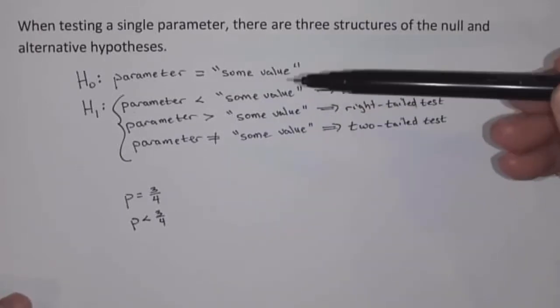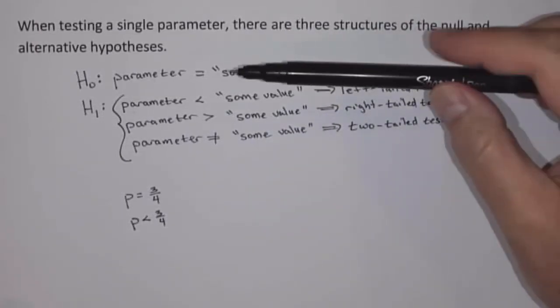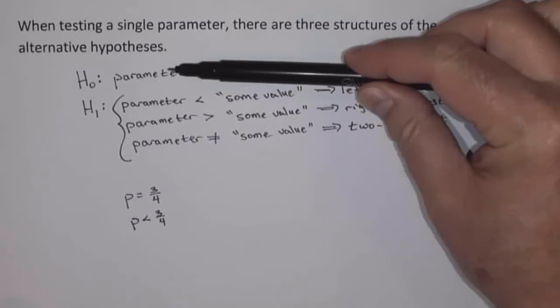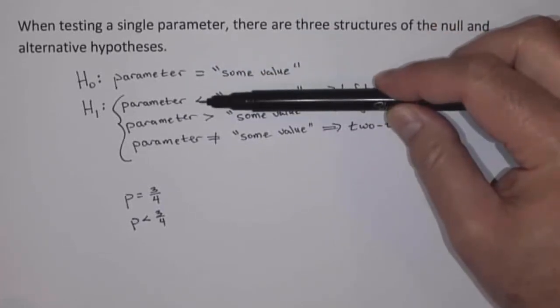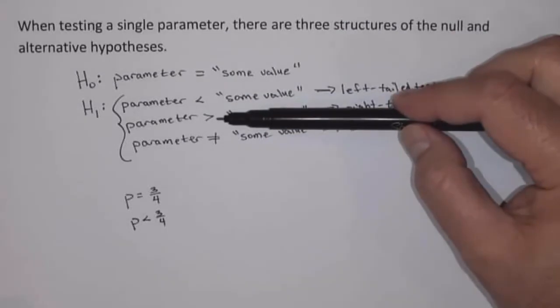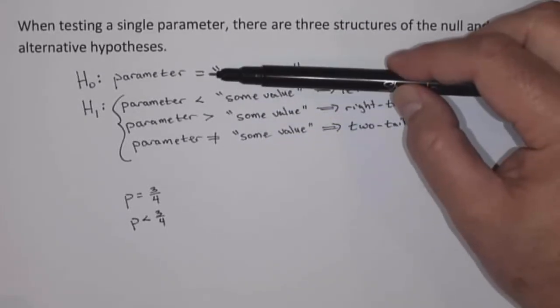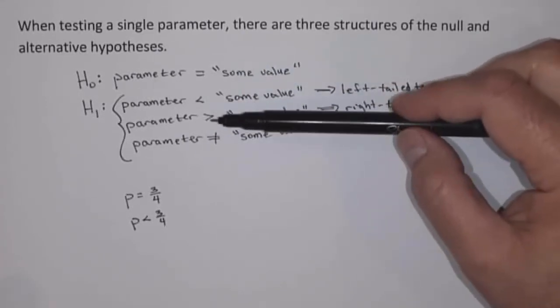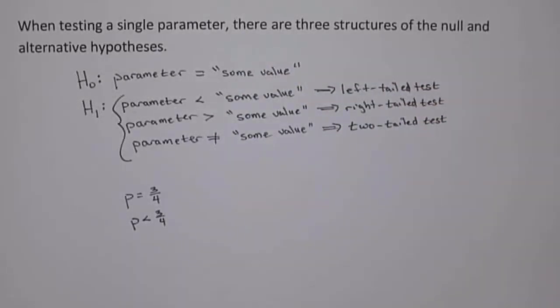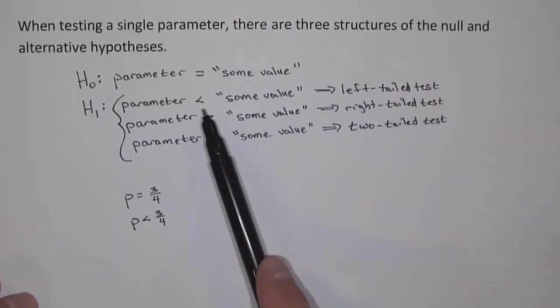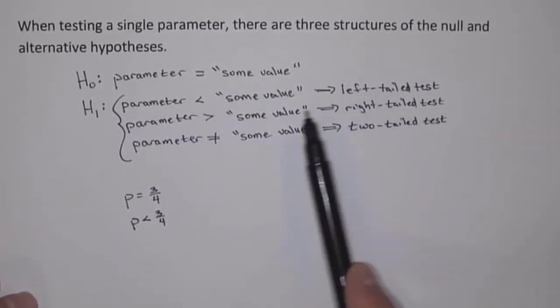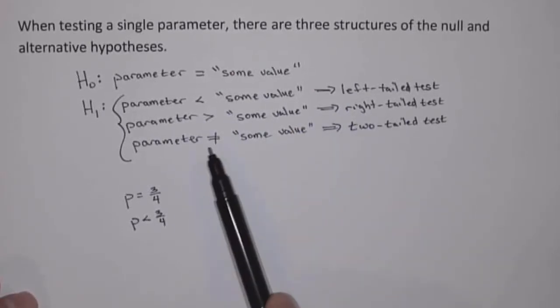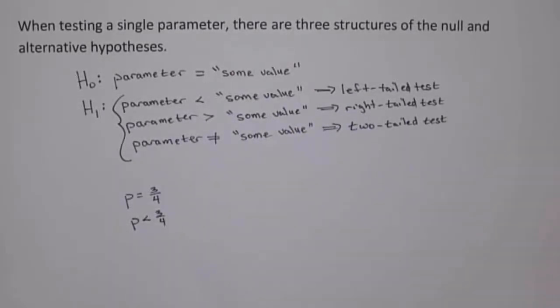So again, we have one of three structures. We're going to have the null hypothesis versus this alternative hypothesis, or the null hypothesis versus this alternative hypothesis, or the null hypothesis versus this alternative hypothesis. So it's going to be those pairings that we're going to be using. And again, it's a big deal because if it's less than, then that's a left-tailed test. If it's greater than, it's a right-tailed test. If it's not equal to, that leads to a two-tailed test. And so that's the significance of this.